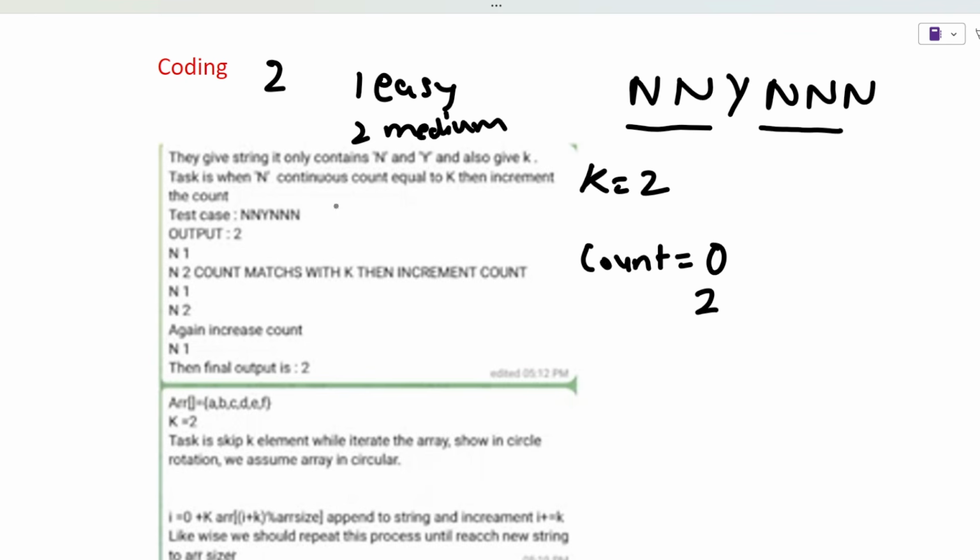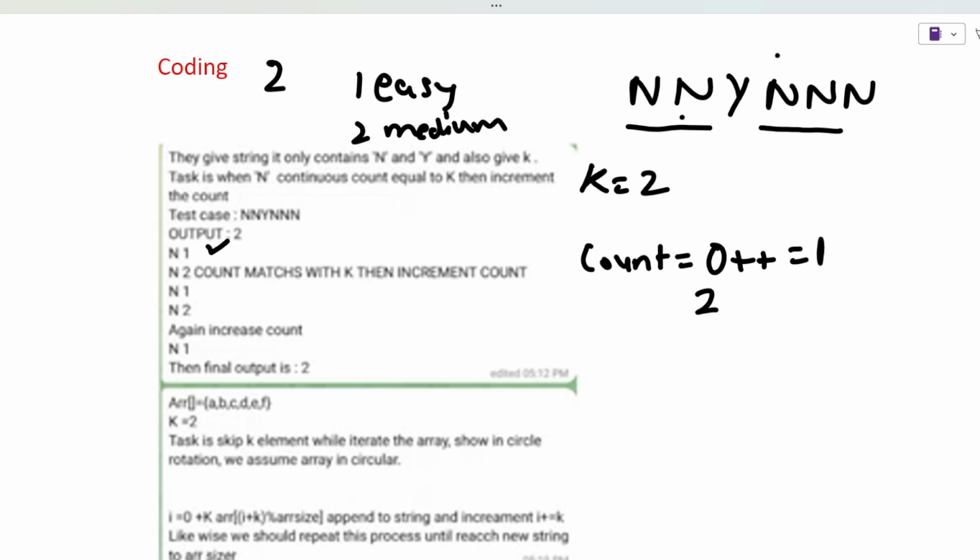You can see here, first we will start iterating this string. So n is 1. Next this n comes, so n becomes 2. So the count matches k, so we will do count plus plus. When we do count plus plus, it will become 1. Next we get y, so it will not count, so again the continuous n becomes 0.